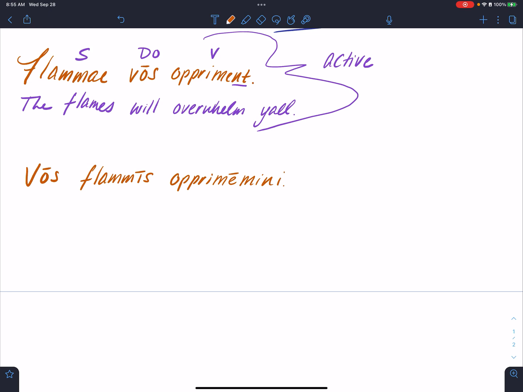Everybody, opprimemini. Man, y'all are like afraid of the Latin words. That's crazy. I should dress up as a Latin word for Halloween and just walk around campus. I'll chase you.